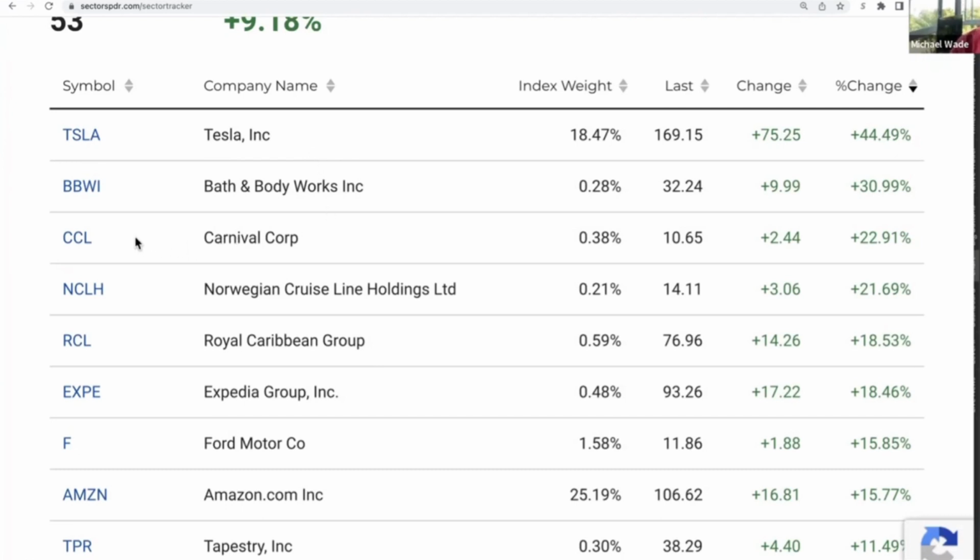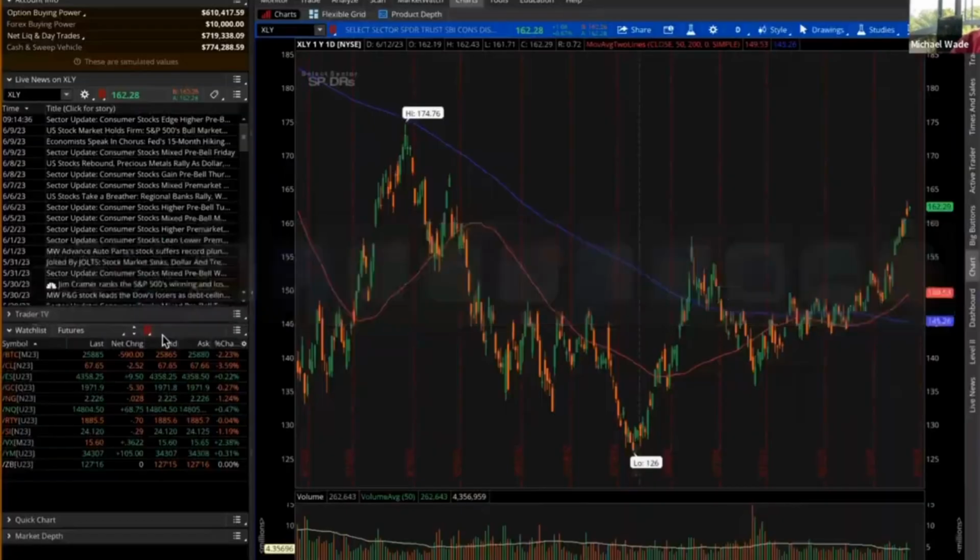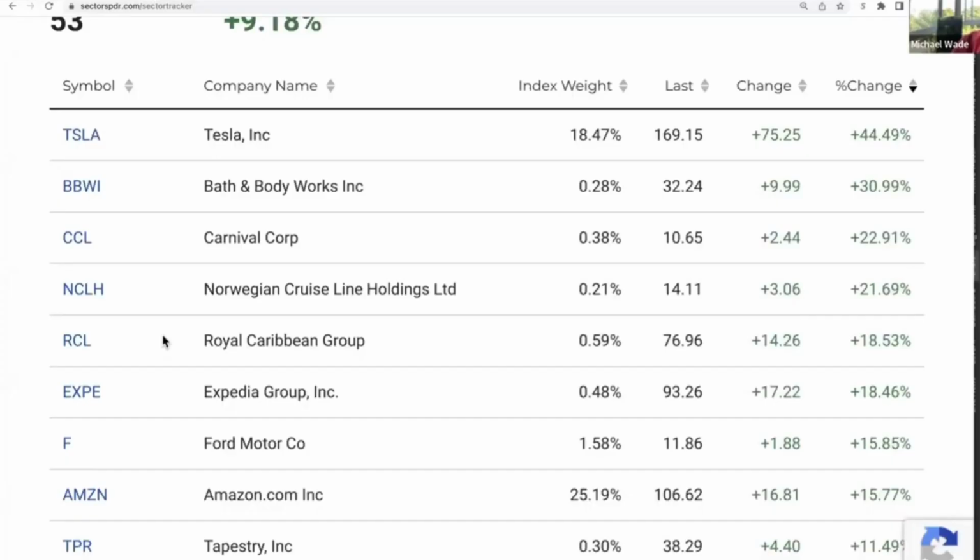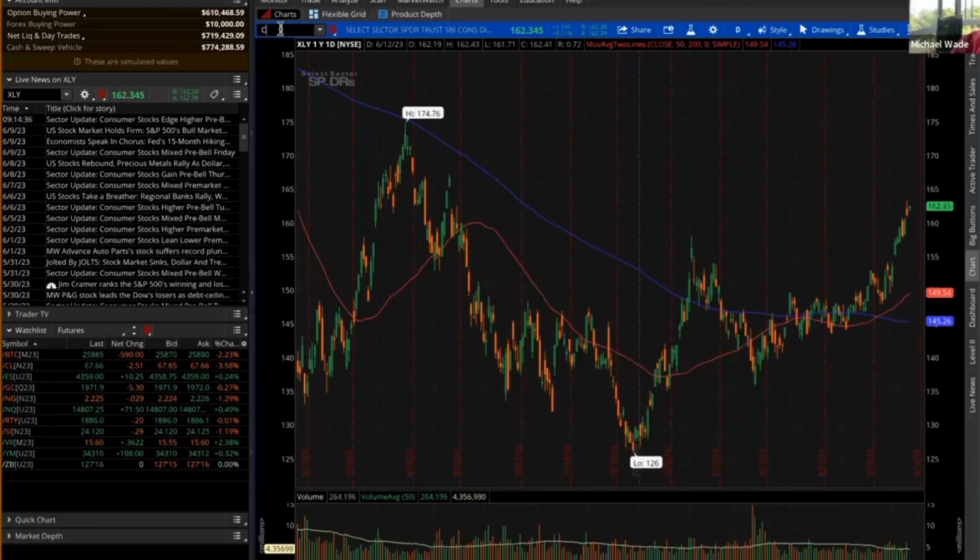Other things that are a little surprising to me, I didn't realize this, but cruise lines are starting to take a run. Cruise lines are back in business. They are rushing up. Let's just look at some of these stocks here. Carnival, CCL.